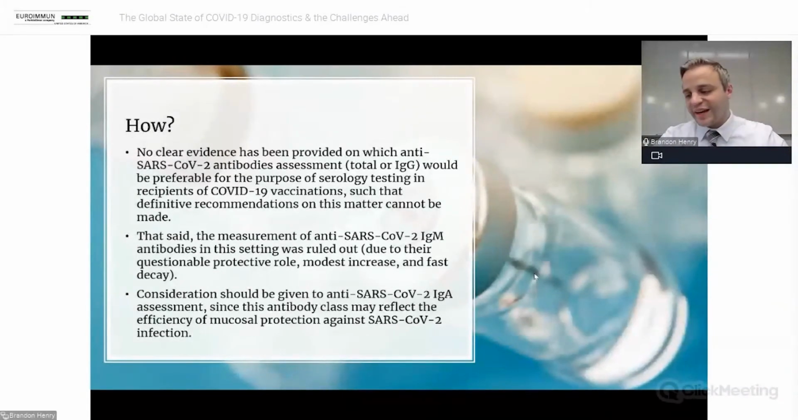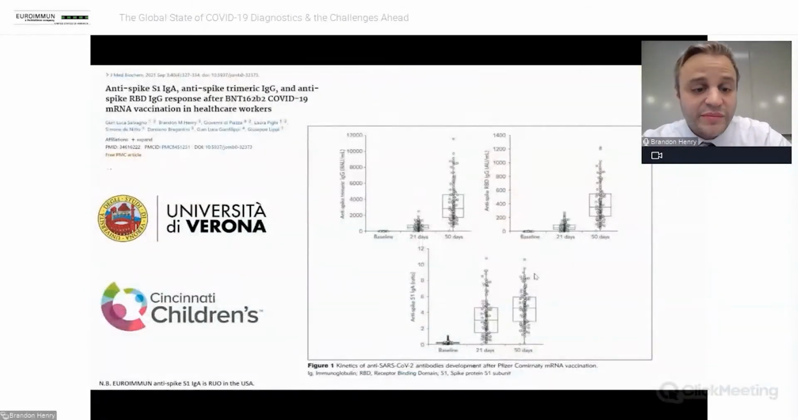So I think when we think about IgA, it probably gives us a better idea, and this is more of a hypothesis, that it protects better against infection, whereas IgG probably protects better against development of severe disease. And we measured IgA using the Euroimmun anti-spike S1 IgA. We found, again, a modest increase in IgA levels after vaccination. Again, not the same that we'd see with IgG, but that's expected. We did see a modest increase after the first and second dose as compared to baseline.